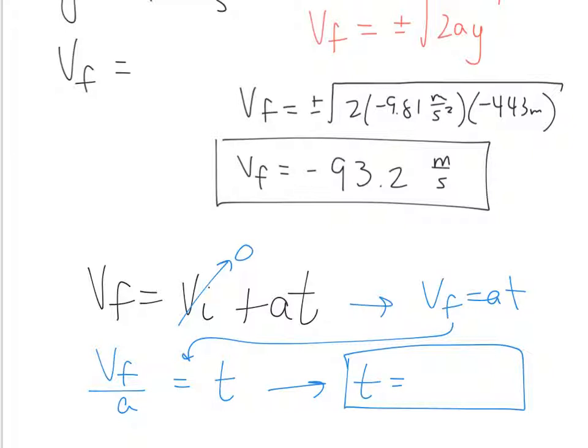Now, yeah? 45.2. Are you certain? Oh, wait, I did it wrong. 93.2 over 9.81. Okay, Honor, help her out. 9.5 seconds. If I'm rounding to the nearest tenth. Yeah. Okay, so 10 seconds.